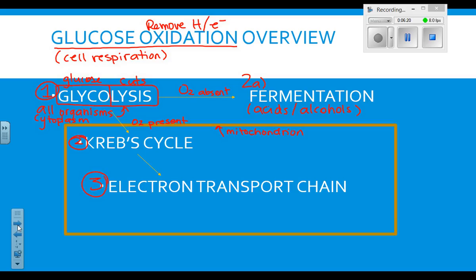So this tells you the overview. We're going to go through and talk about the details of each of the parts, and we're going to start with glycolysis. Does anybody want to ask any questions here? So the key idea really from this slide is that you recognize that every organism can do that first step, and that only if you have a mitochondrion can you move on to step 2 and step 3.